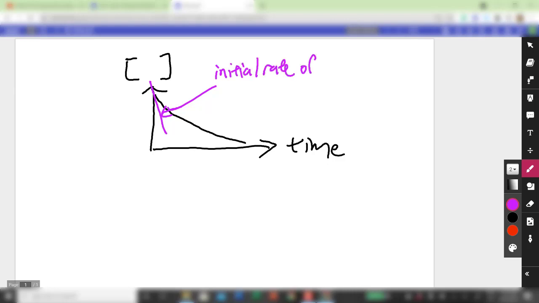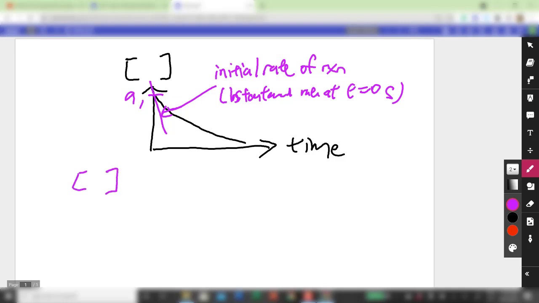Initial rate of reaction, or we can call it the instantaneous rate at time equal to 0 seconds. So typically we begin with an initial concentration, let's say A1, for example. We'll normally have a concentration table, where the concentration is in moles per dm cube.